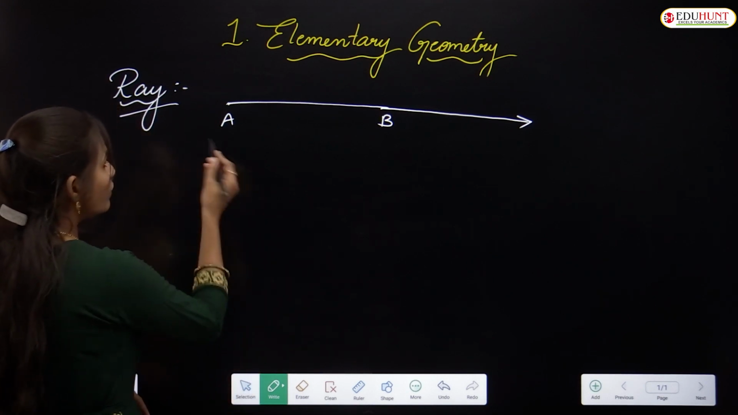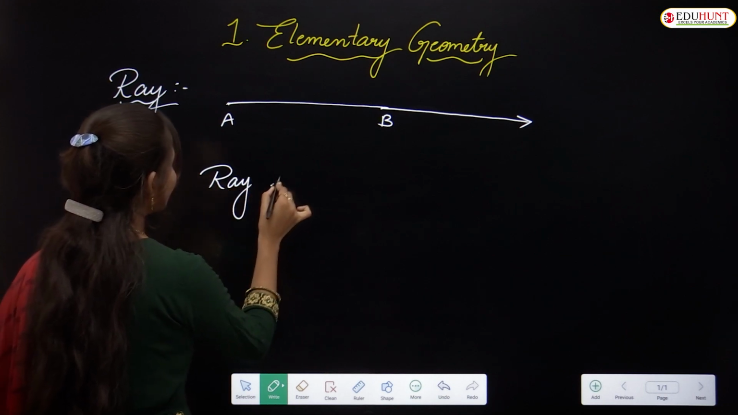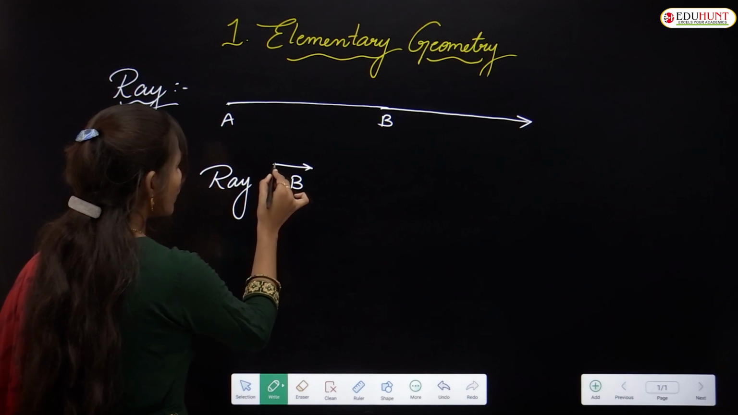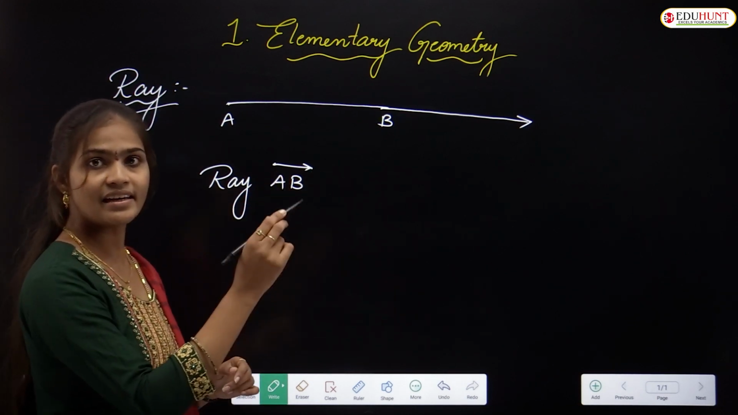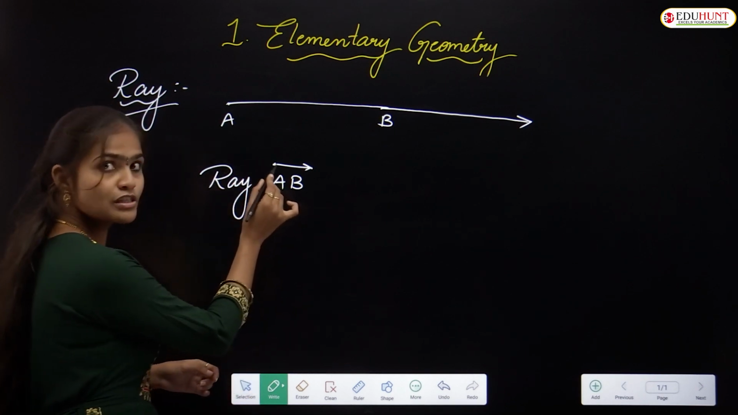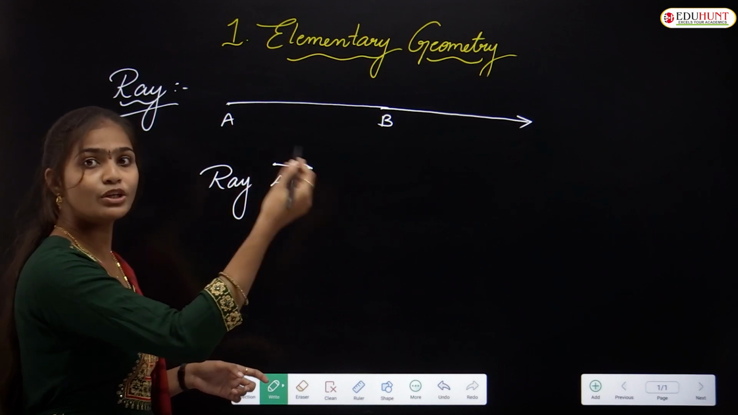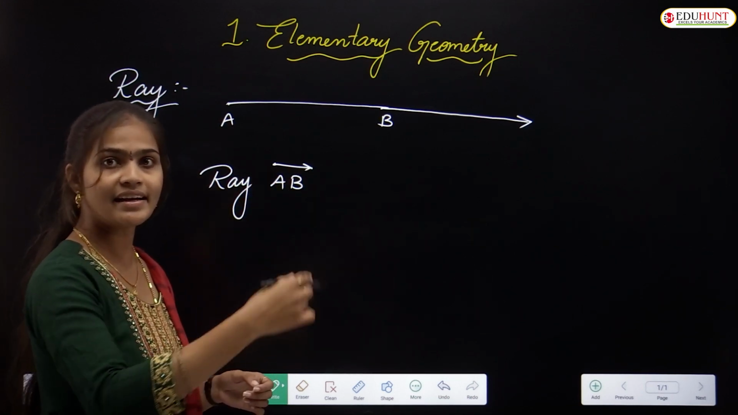Okay, so how do we represent this? The ray representation is ray AB. On top of AB we keep an arrow like this. Here the arrow mark shows that it can be extended. Here there is a full stop. The full stop, that is the point, shows the ending point. Wherever you have the arrow mark, it can be extended endlessly.